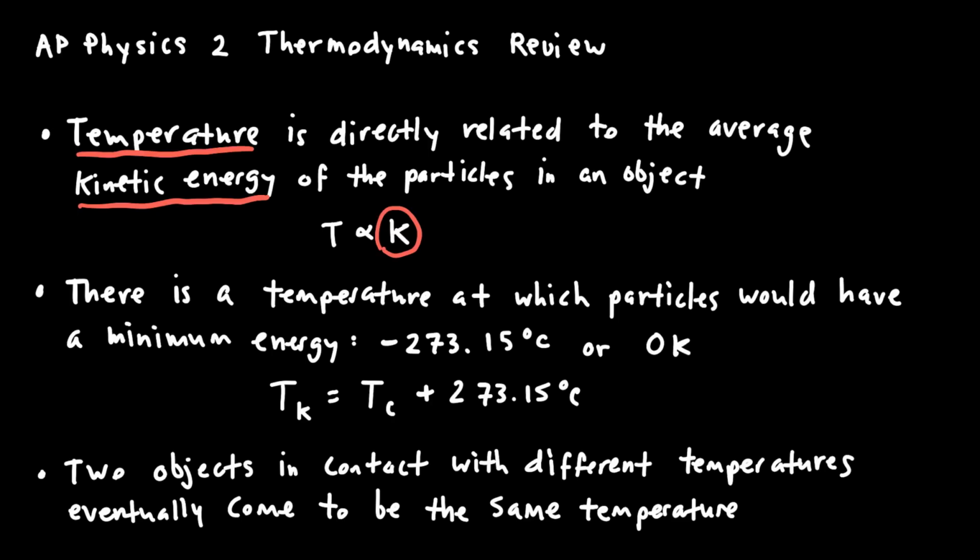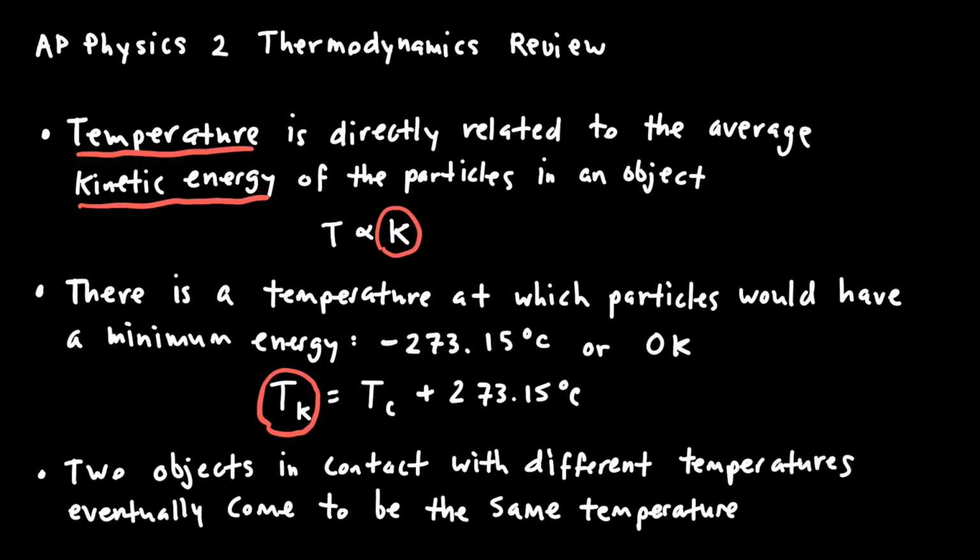So if I wanted to find the temperature in Kelvin, which we do pronounce just Kelvin, not degrees Kelvin, we take the temperature in degrees Celsius, add 273.15, and we have the temperature in Kelvin.